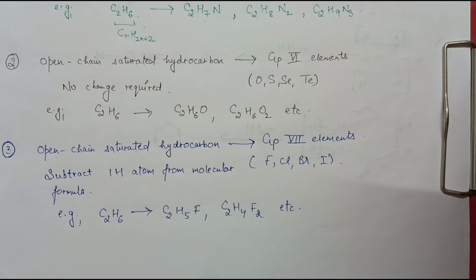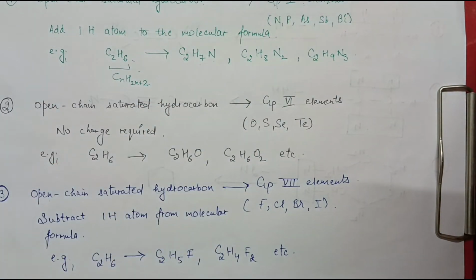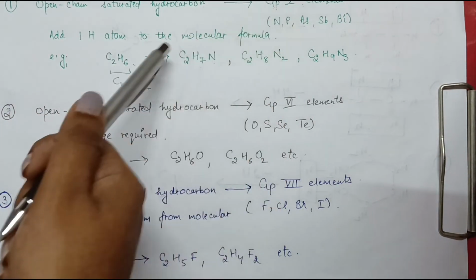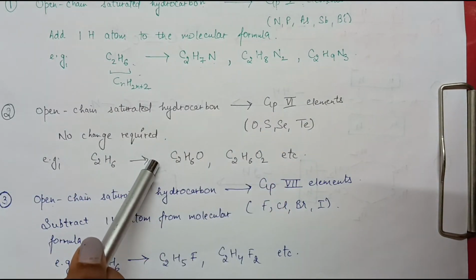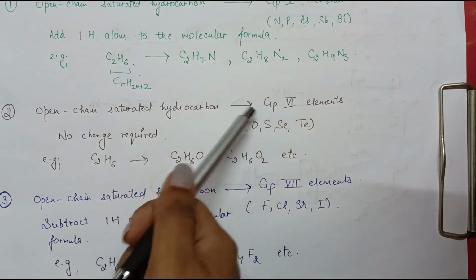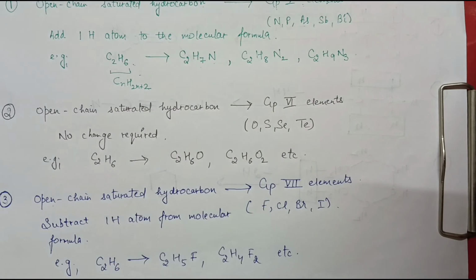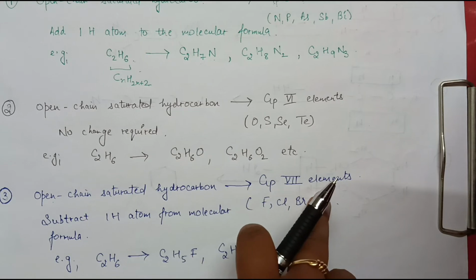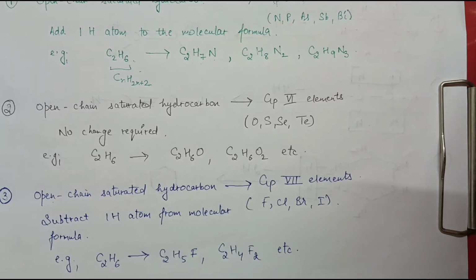So these are the three rules if we want to add any of the group 5, group 6 or group 7 elements. If we want to add group 5 elements, just add one hydrogen atom and you can add one group 5 element. For group 6 elements, you need not change the molecular formula. You can just add any of these elements in any number. Third, if we have an open chain saturated hydrocarbon and we want to add a group 7 element, just subtract one hydrogen atom and add one of these elements. So these are the three rules.